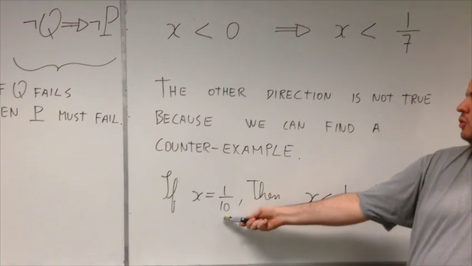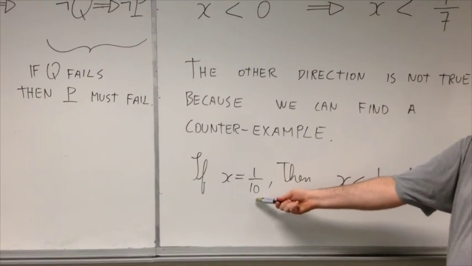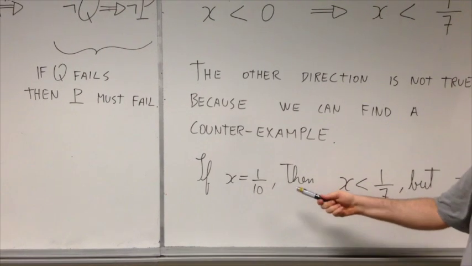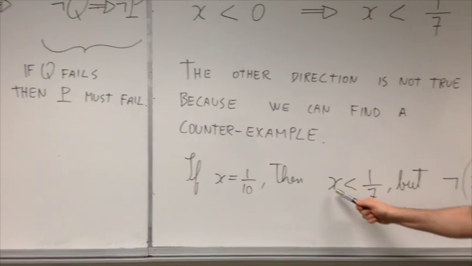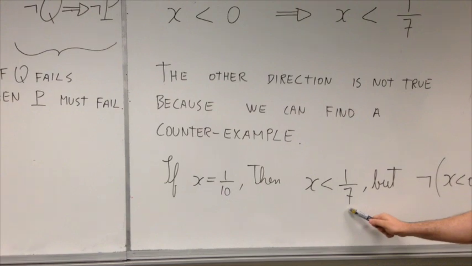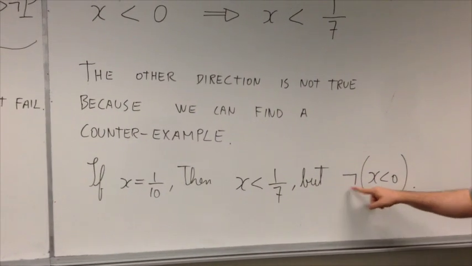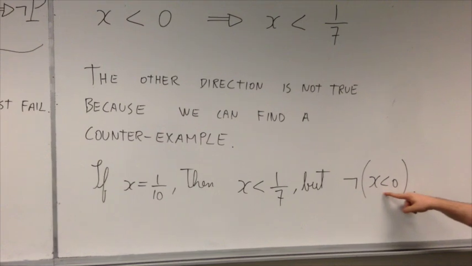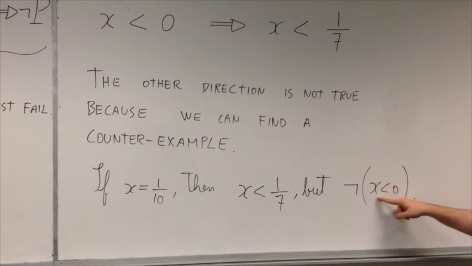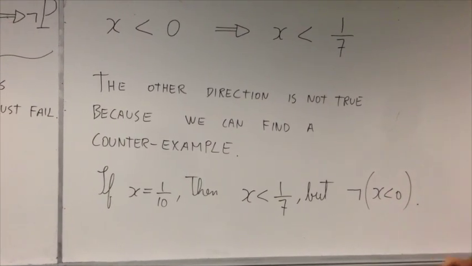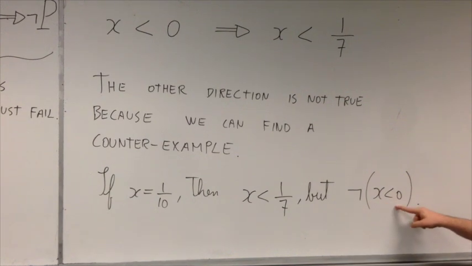In this case, my counterexample is x equals 1 over 10. If x is equal to 1 over 10, then x is smaller than 1 over 7. Okay? But the other condition fails. It's not true that x is smaller than 0. x is not a negative number. 1 over 10 is positive. We know that. So this other condition fails.